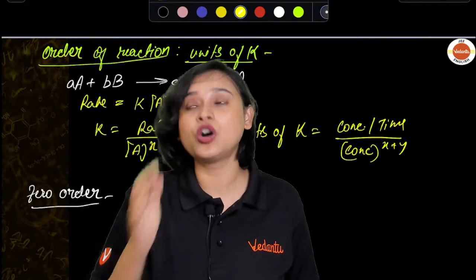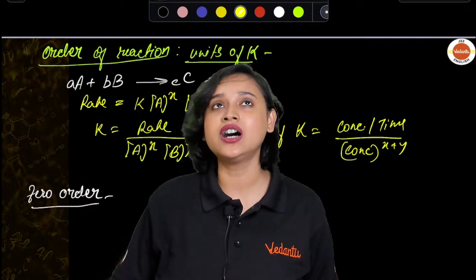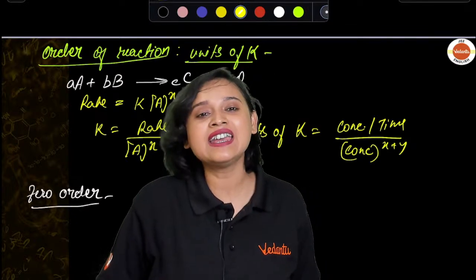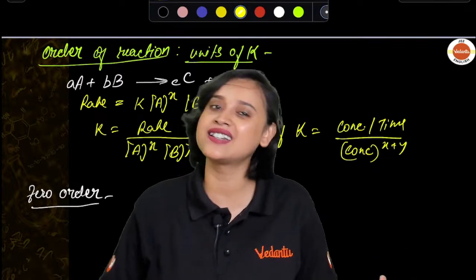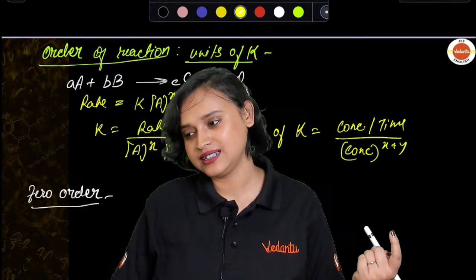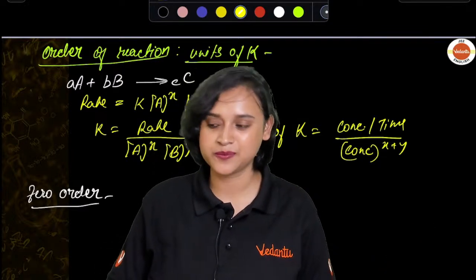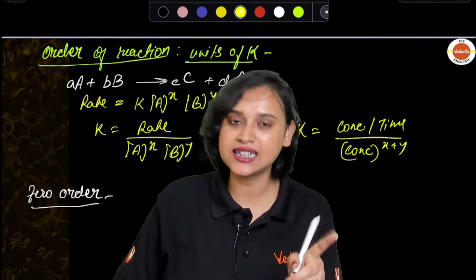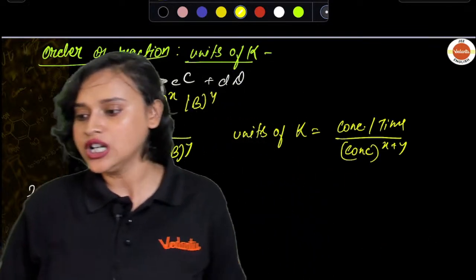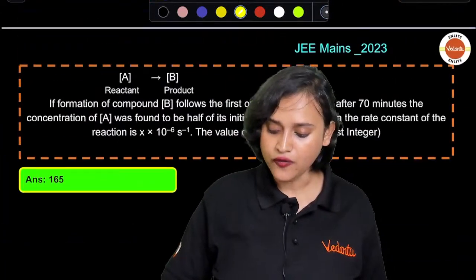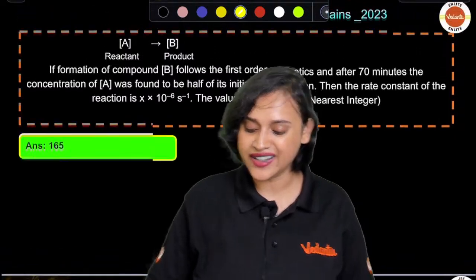Actually, you know what? 164 should be the correct answer. However, I do not know why NTA had released the answer as 165. The answer that was released was 165. So you can either write 165 or you can write 164. For now, we can write it as 164 also, but it was released as 165.